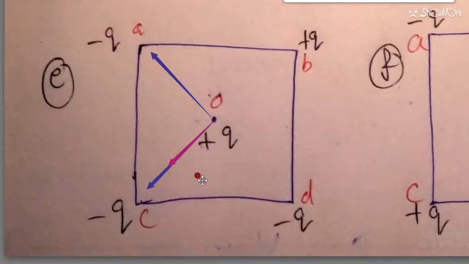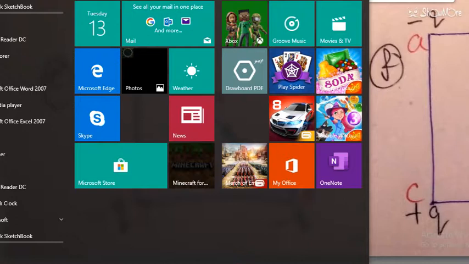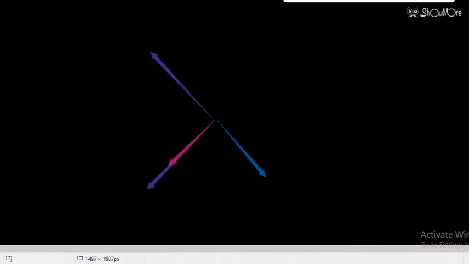So two forces will be in the same direction. After that you can see here this is positive, this is negative, so positive charge will experience force towards this direction, or you can say negative charge will attract this positive charge. So if you see the black screen, then you can easily understand that two forces are in opposite direction and two forces are in the same direction.